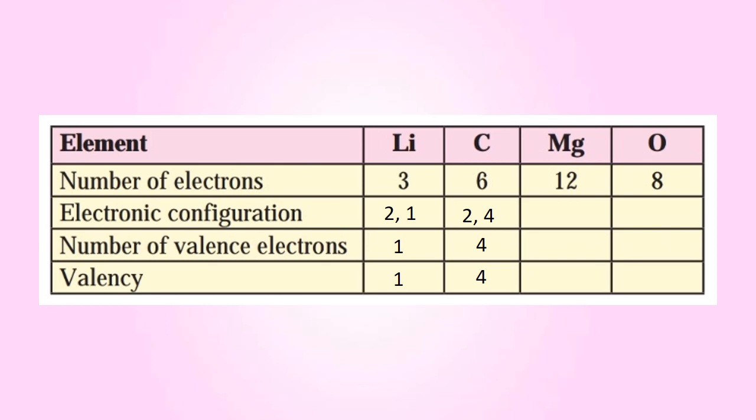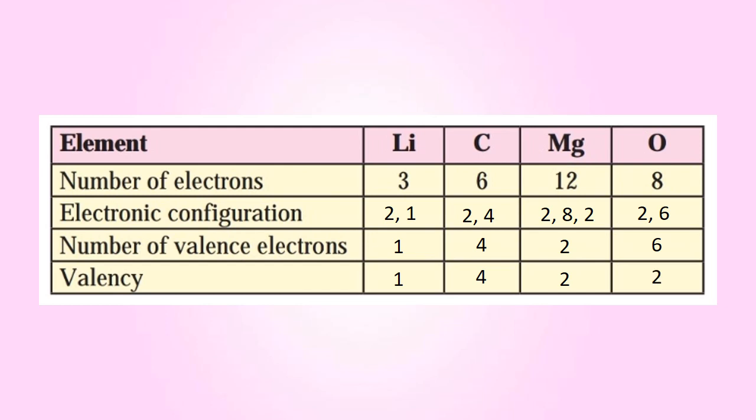Valency will be the same number when in the outermost shell we have 4 electrons or less than 4 electrons. So the valency will be that same number. We can see that in the first two examples. Now let's try for magnesium. We have 2 comma 8 comma 2. Valence electrons is 2, and again valency is 2. For oxygen, we have 2 comma 6. Valence electrons is 6, and valency is 2.